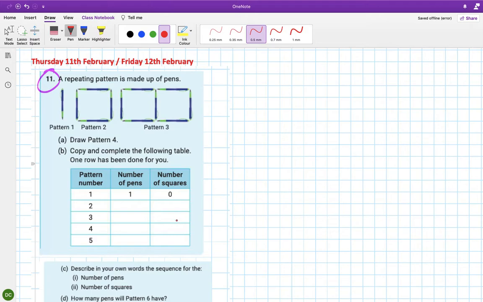So Taylor and Cluxon, you got this on Thursday the 11th of February, and McGrath got this on Friday the 12th of February.